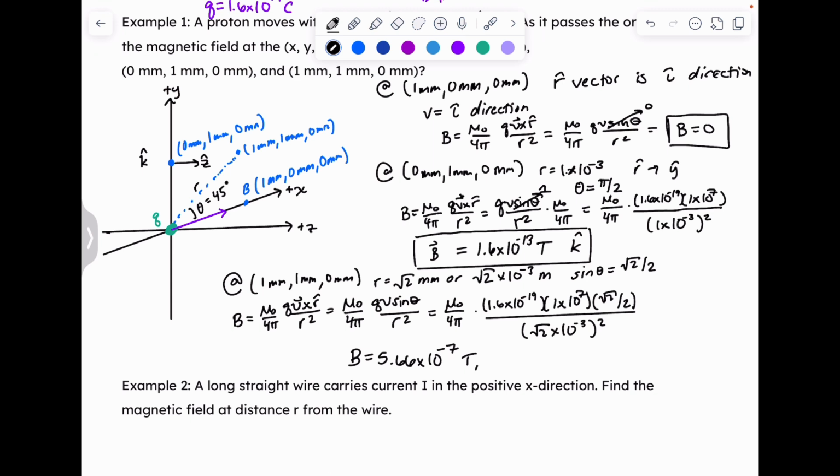So as the proton passes along the x-axis, even at that point, our direction is going to be in the k-hat direction. At that point, it'll still be in the k-hat direction, just weaker.